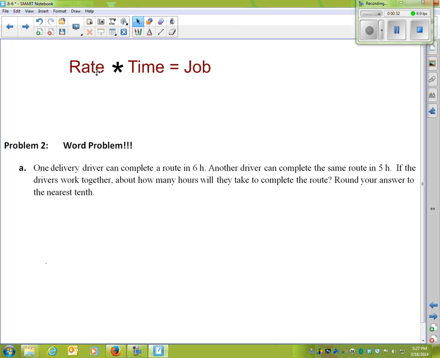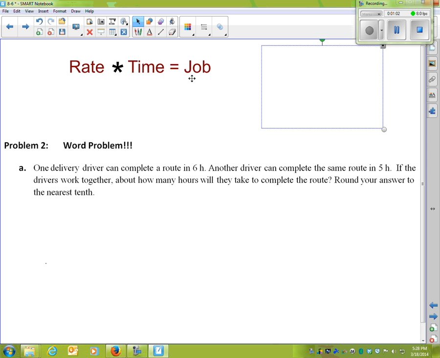If you take the rate, like how fast you do something, with how long you do it, gives you how many jobs you're going to get done. This is true whether you're driving. It would be the rate that you drive, the amount of time you drive, gives you the distance or how far you drove. In this particular problem, we're talking about delivery route. So the job is going to represent the delivery route.